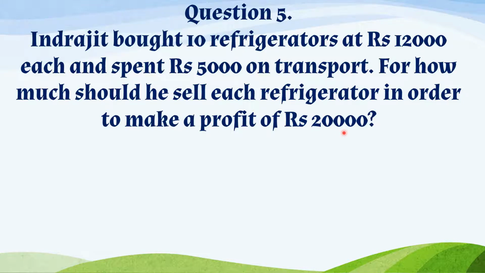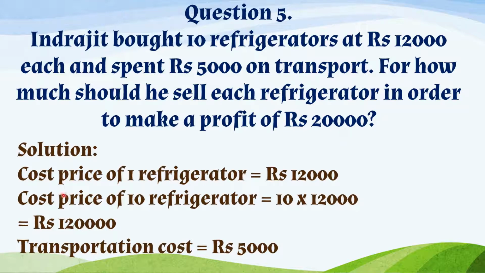So let's find out. Here the cost price of one refrigerator is rupees 12,000. Then the cost price of 10 refrigerators is equal to 10 multiplied by 12,000. So here you will get 1,20,000. Then the transportation cost of rupees 5,000 was there.